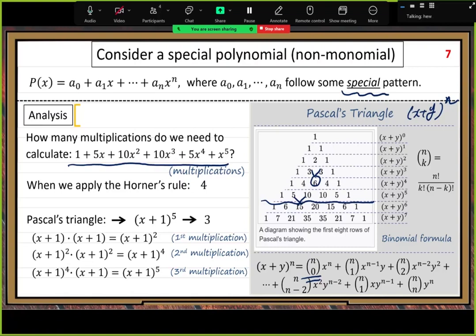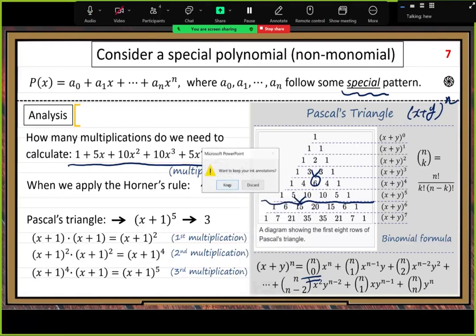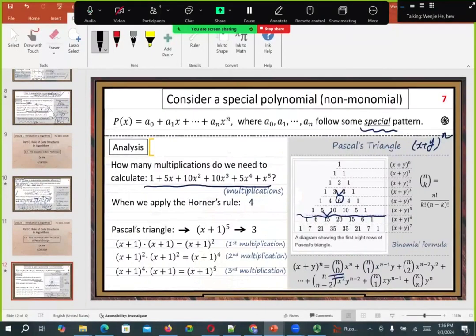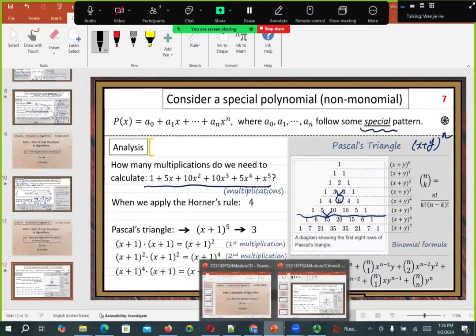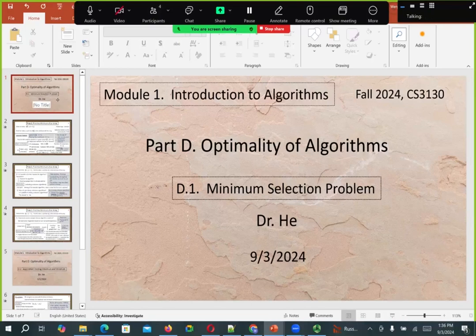So we finish this topic. Okay? All right. Then we have less than 10 minutes. Let me just do a little bit of part D. Definitely I cannot complete part D.1, but let me just do one slide, D.1.